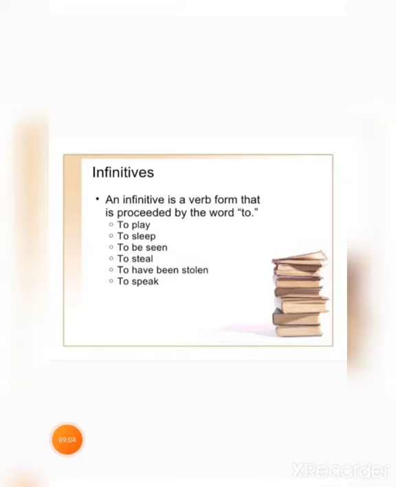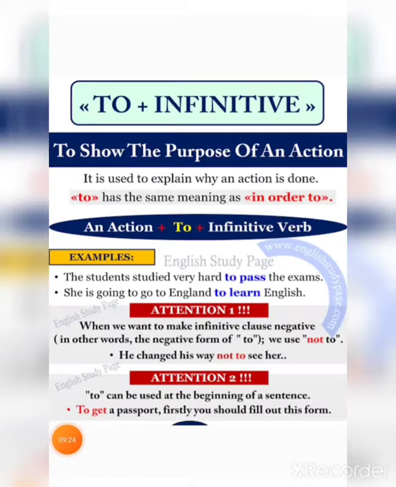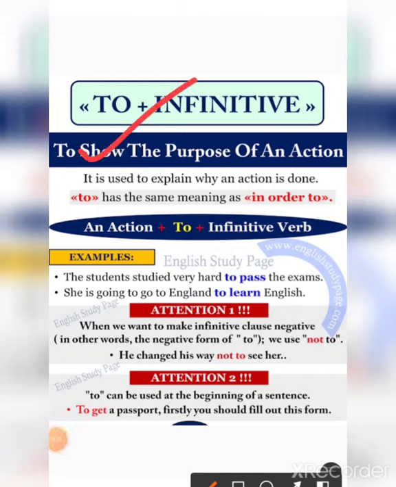So we have learned that an infinitive is a verb form that is preceded by the word to. For example, to play, to sleep, to be seen, to steal, to have been stolen, to speak. Let me give you some examples. To infinitive is used to show the purpose of an action. It is used to explain why an action is done. For example, the student studied very hard to pass the exam.